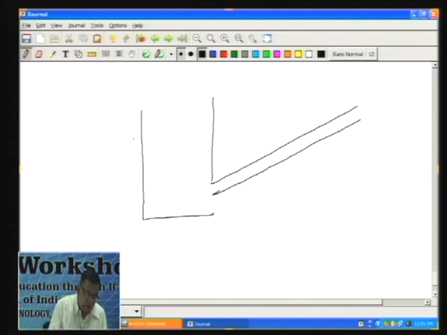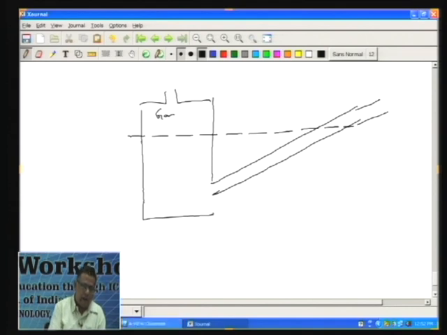So, first of all I will draw the initial level of the manometer liquid, which is in dotted lines. What it means is that if you connect this to a gas chamber where the pressure is atmospheric, then the liquid level will be here in this container and here. Now, suppose the pressure is higher, so this will be pushed down, and the liquid is pushed up over here. So, this is the liquid level here and this is the liquid level here.